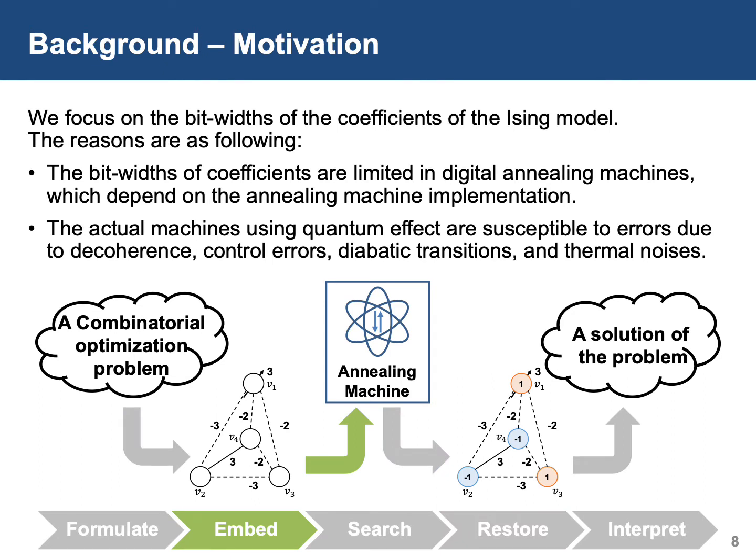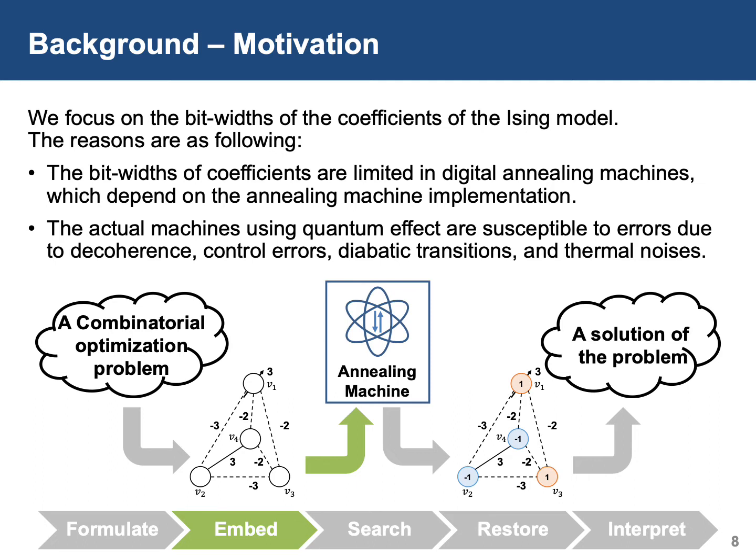I will explain the motivation for this research. We focus on the bit width of the coefficients of the Ising model. There are 2 reasons. First, the bit widths of coefficients are limited in digital annealing machines, which depend on the annealing machine implementation, as explained before. Second, the actual annealing machines using quantum effects are susceptible to errors due to coherence control errors, diabatic transitions, and thermal noises.